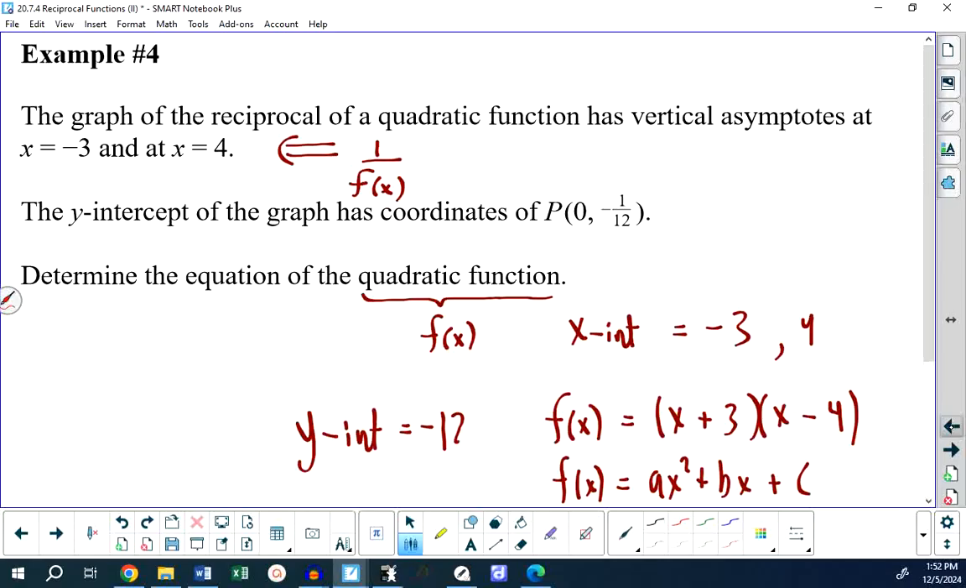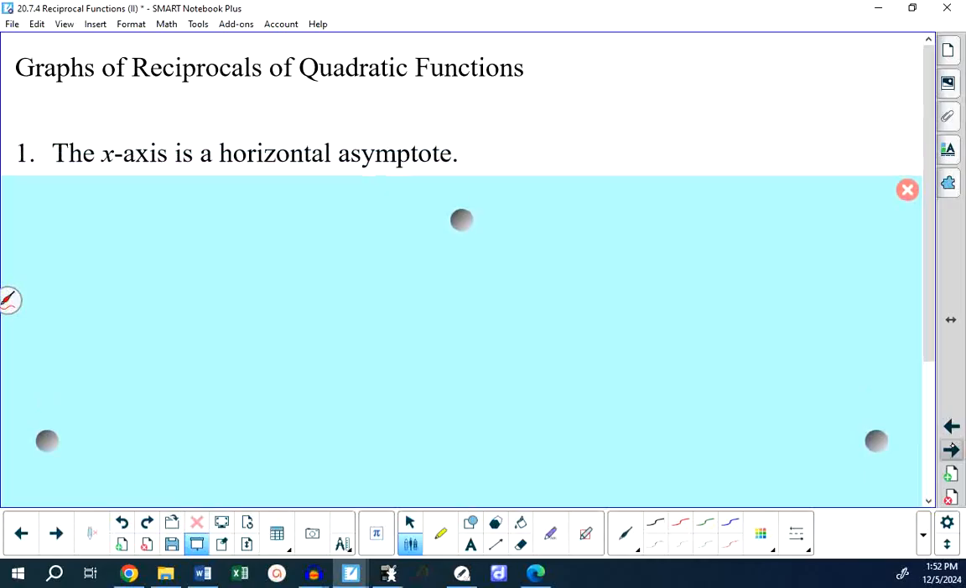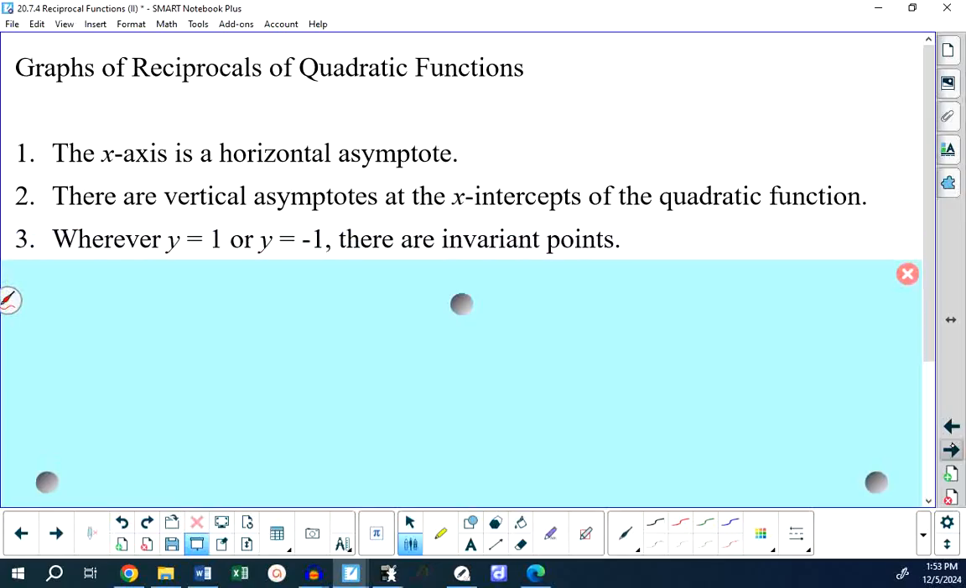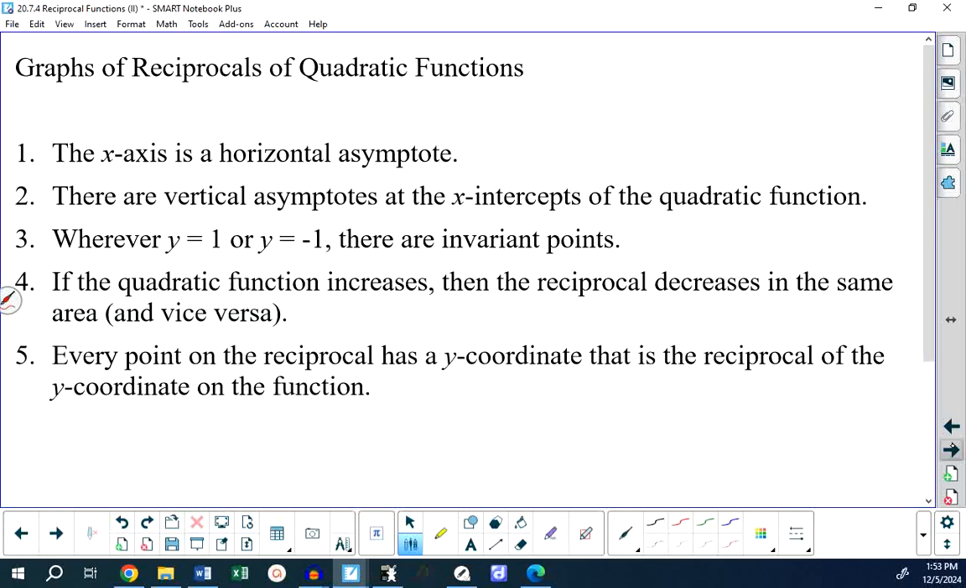So that's it. I'm about to show you here what you do, whether it's quadratic or otherwise. The x-axis is a horizontal asymptote. There are vertical asymptotes where the x-intercepts of the original function are, whether it's quadratic or linear. Whether it's quadratic or linear, if y is 1 or negative 1, it's invariant. Doesn't matter the type of function. If the function goes up, the reciprocal goes down, and vice versa. So everything we've learned is true regardless of the type of function, linear or quadratic.